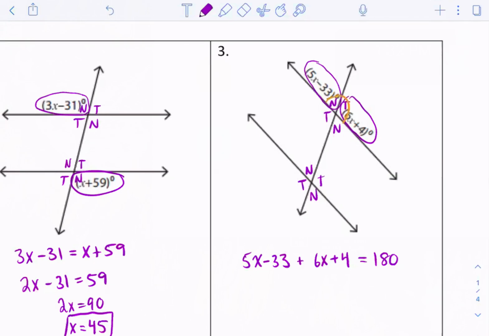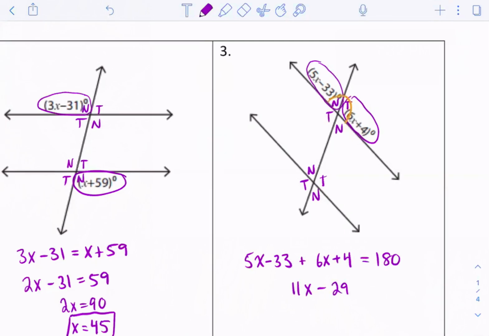So I have to combine like terms, which I get 11x. And then a negative 33 plus 4 is a negative 29. When I do 180 plus the 29, I get 11x equals 209. And then when I divide by 11, I get x equals 19. So there are some more examples.